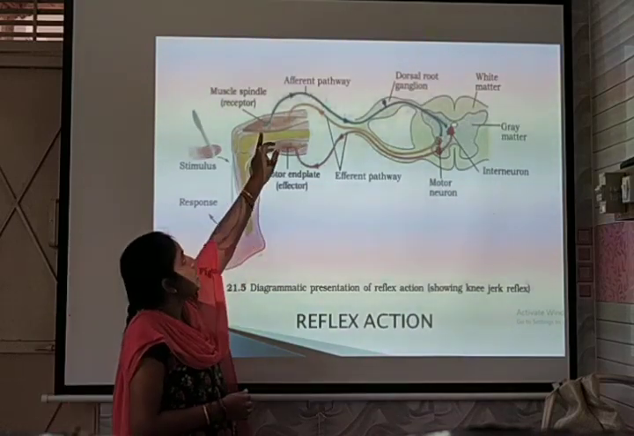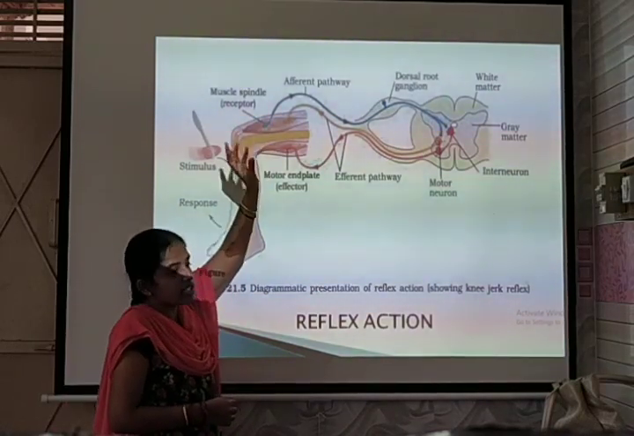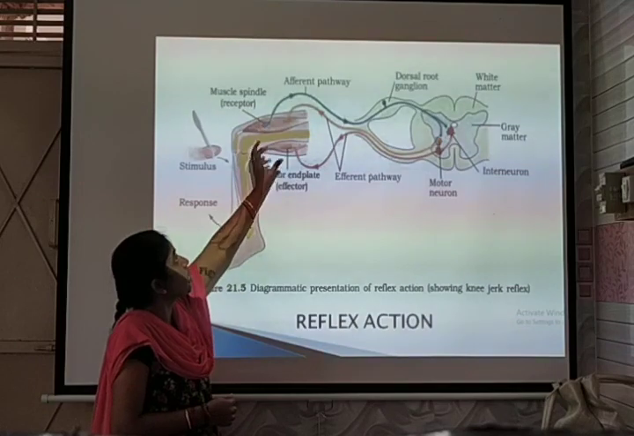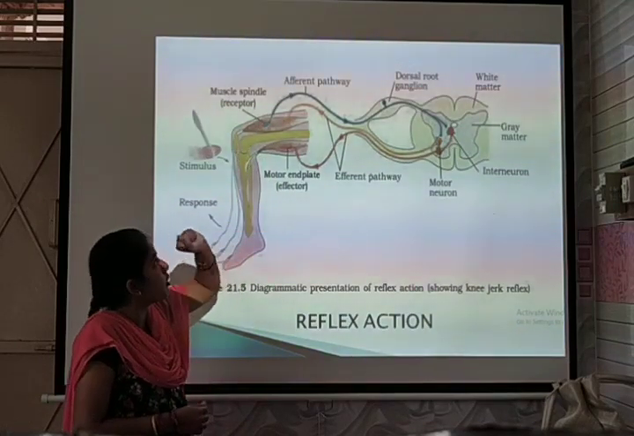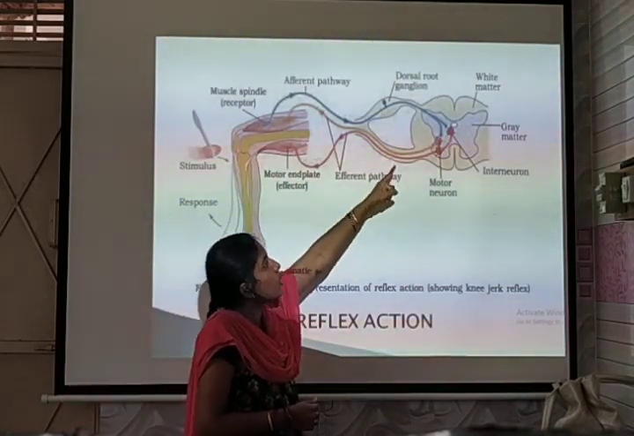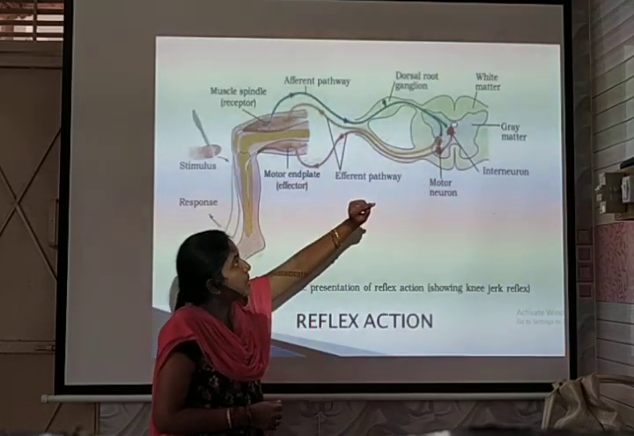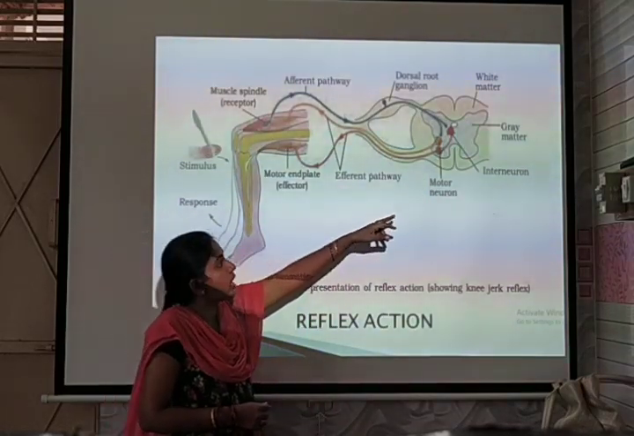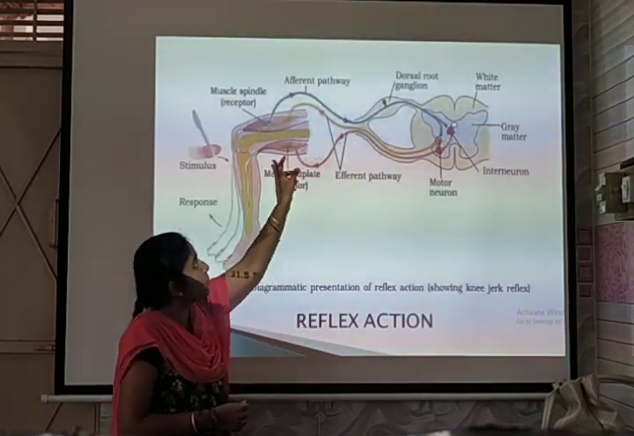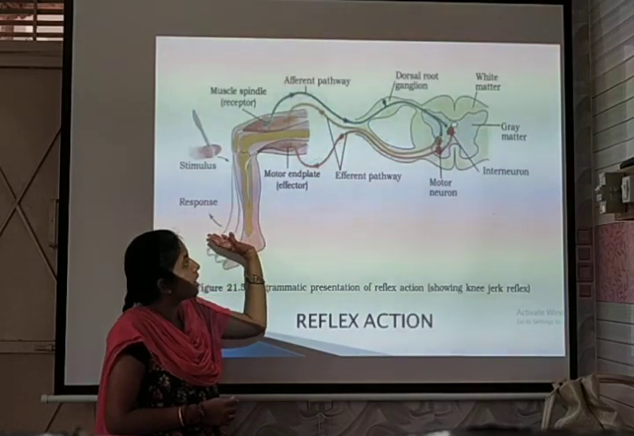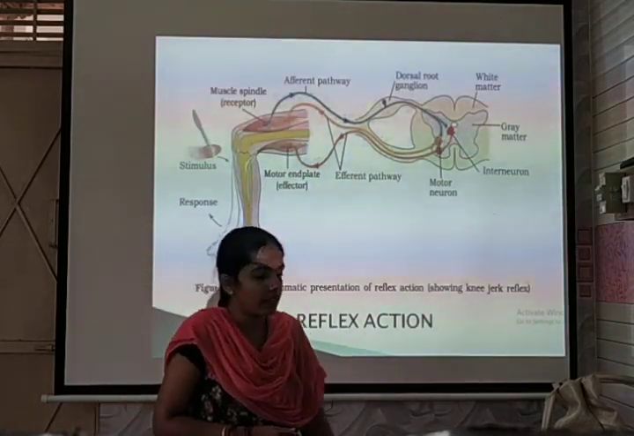So the receptor region was receiving the signals in the form of heat, which were transmitted to the spinal cord with the help of sensory neurons, whereas the motor neurons responded back by taking the leg backward. This is called the effector.